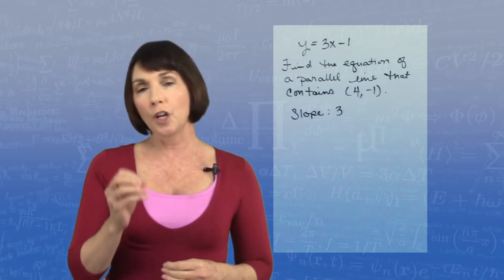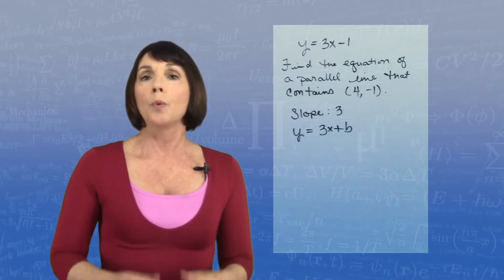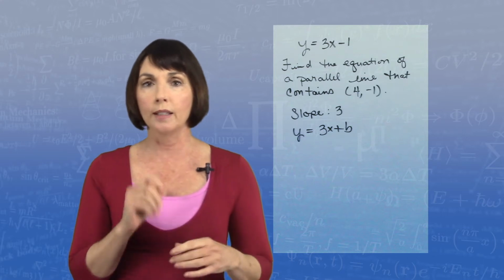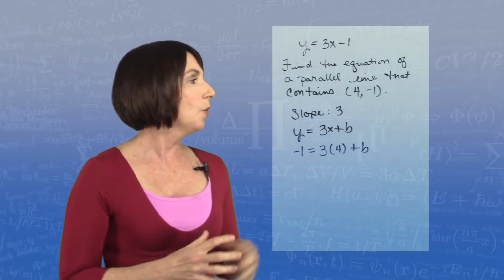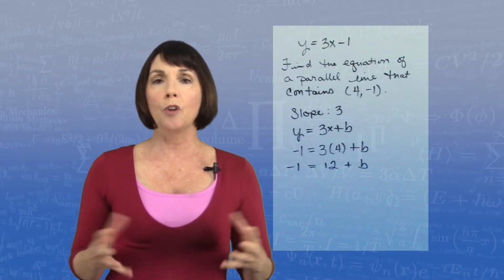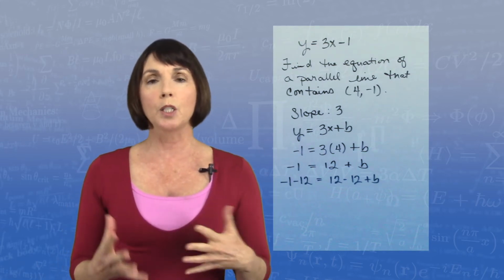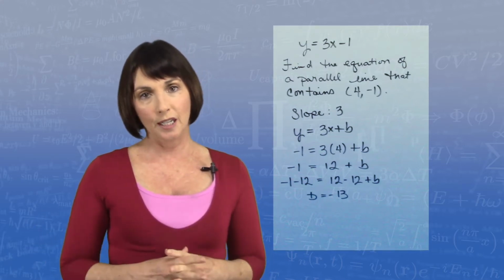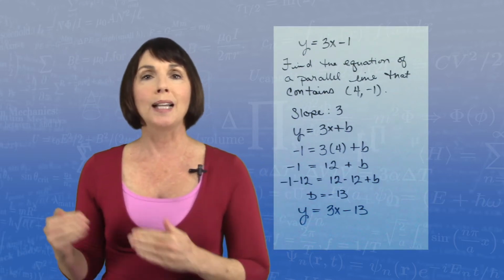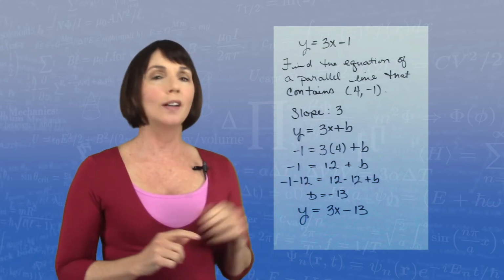So we can write the equation of our parallel line so far as y equals 3x plus b. Now, we're going to use that point that's on our parallel line to solve for b. So we're going to plug in x and y and solve for b. So we get -1 equals 3 times 4 plus b. That gives me -1 equals 12 plus b. Subtracting 12 from both sides, I get -1 minus 12 equals 12 minus 12 plus b. b equals -13. So the equation of our line is y equals 3x minus 13. This line is parallel to our original line and contains the point (4, -1).